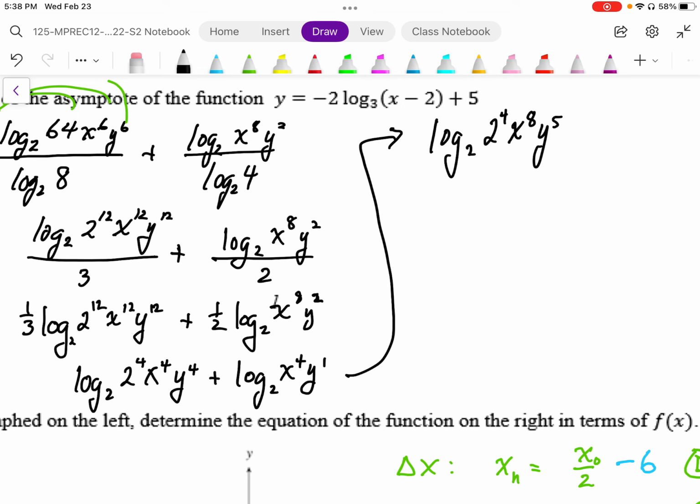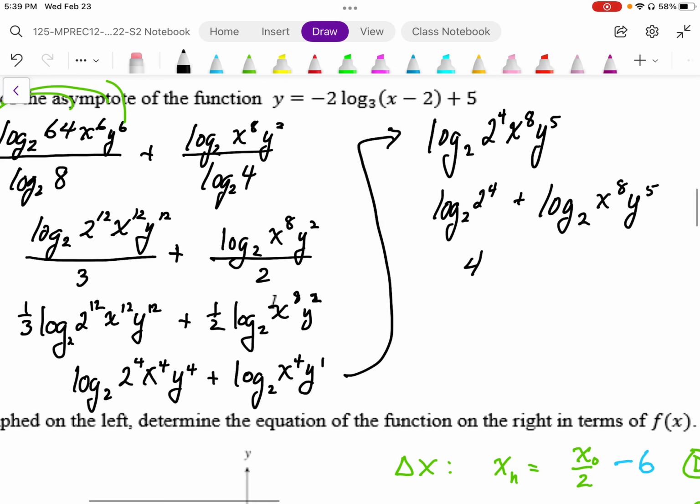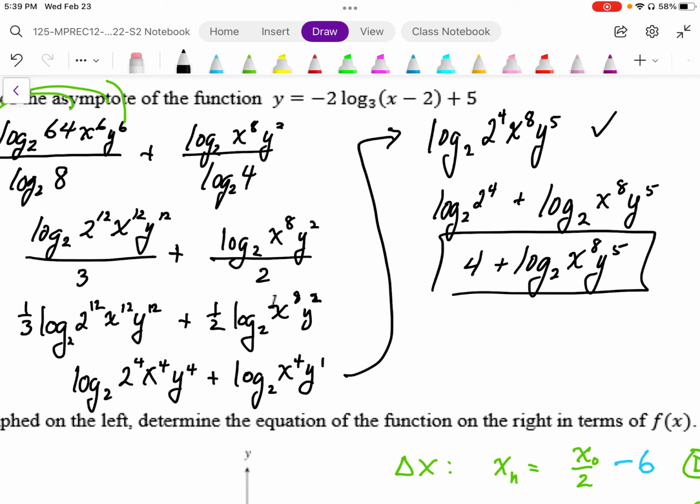However, any base 2 log and base 2 exponent, we really should evaluate that because this is really equal to 4. And then we have log base 2 of x to the power 8, y to the power 5. So I split off that base 2 to the power 4. I split that off using log properties. And if I do that, I'm going to have to show it as a plus. Okay, so this becomes, in the end, 4 plus log base 2, x to the power 8, y to the power 5. Okay, so this is good enough. This is better.